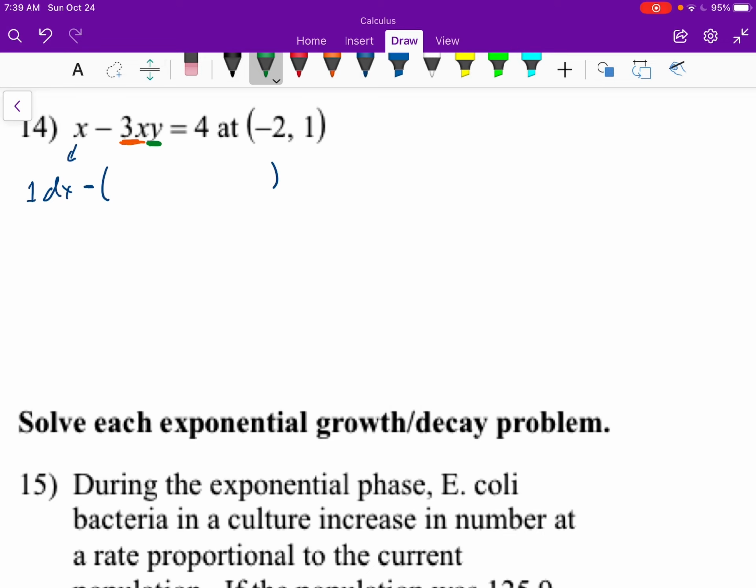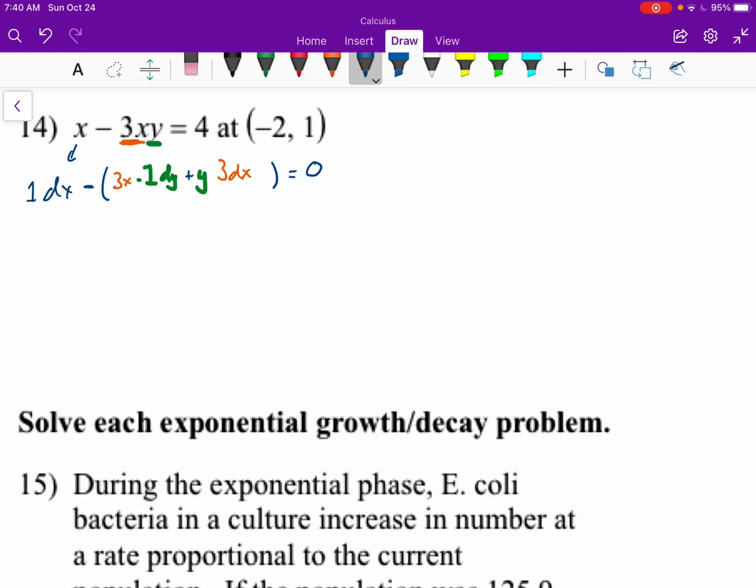So we have first 3x, that was orange, and then derivative of y, or differential of y, is 1 dy. And then we have plus the second, which is y, times the differential of the first, which is the differential of 3x is 3 dx. And then over on the other side, the differential of 4 is just 0.